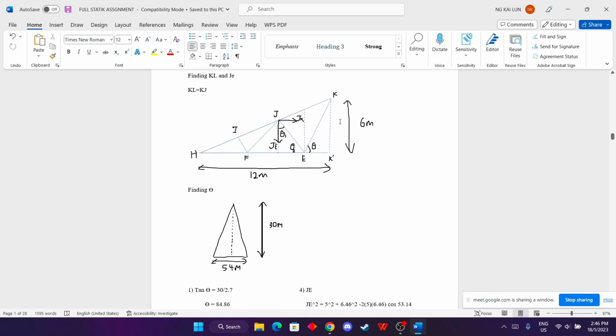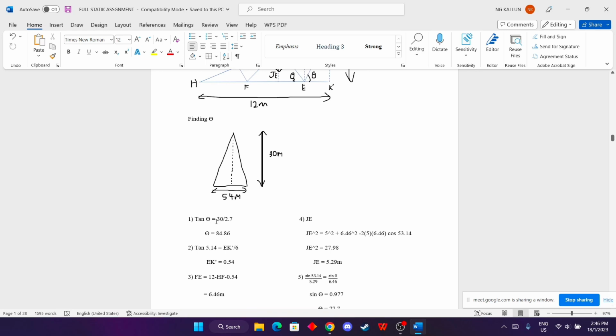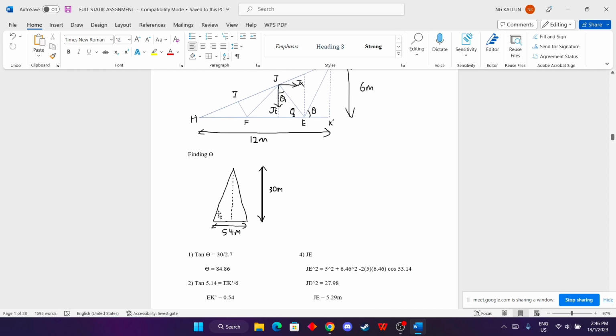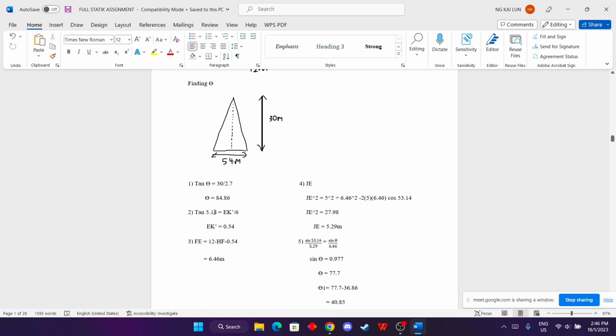So for finding theta here, I take the whole height of the transmission tower, which is 30 meter, and then the horizontal length given, which is 5.4 meter. There's no doubt here. And I take half of it, which is 2.7. So tangent theta equals 30 divided by 2.7, I get 84.86. 84.86 is the theta here. And then do some calculation, 90 minus 84.86, you can get the theta up here, which is the theta we need, which is 5.14.